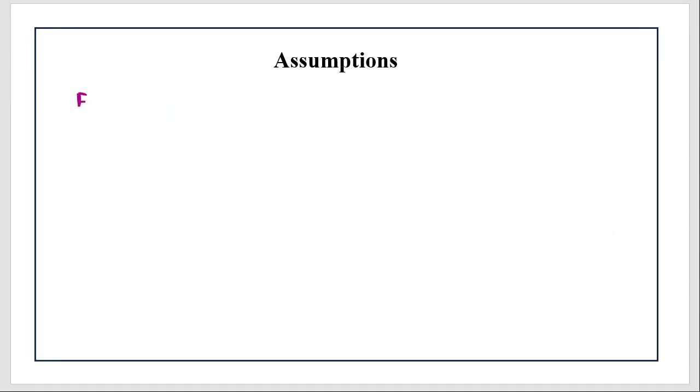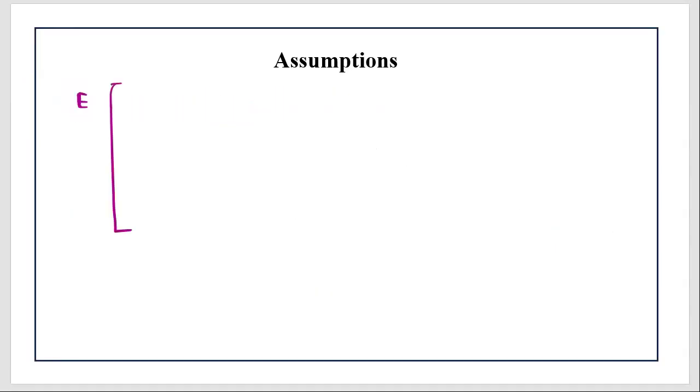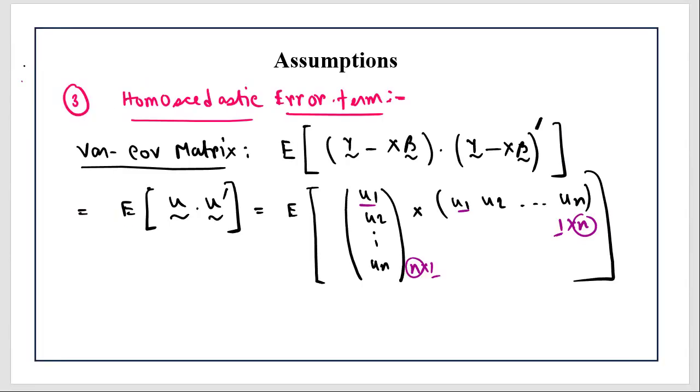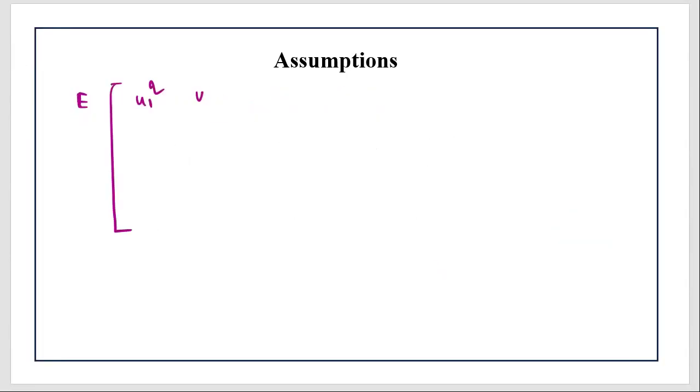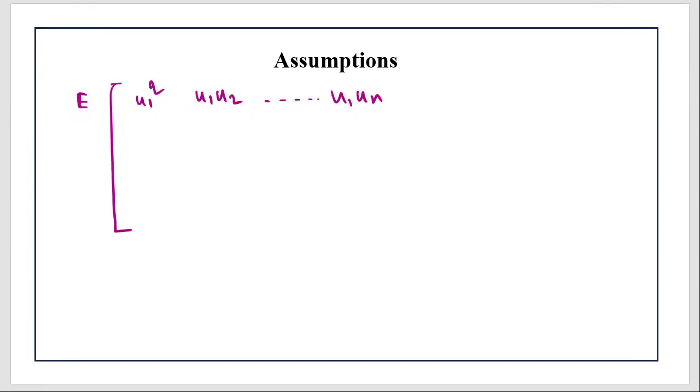So if you do the multiplication, what will you get? Let me write it down. Expectation of an n cross n matrix. What is the first element? First will be u1 square, and then u1 u2, all the way up to u1 un. Then you have u2 u1, then u2 square, all the way up to u2 un. In a similar way, here you will have un u1, then un u2, all the way up to un square.